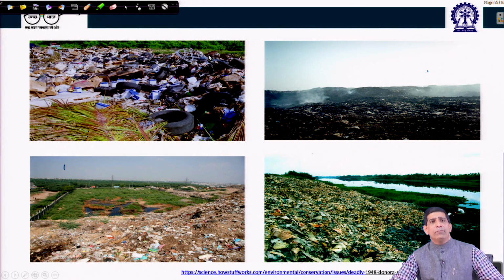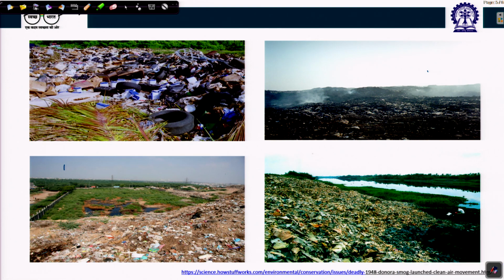Now if you don't manage it properly, what happens? You have these kinds of scenarios. These pictures are from different places in the world. You have waste just dumped on a site. You have air pollution issues coming from waste not managed properly. This is one of the Delhi landfills. You can see the waste just getting in there. There is water ponding and leachate mixing with water. There was a tube well as well. So a lot of environmental impact.